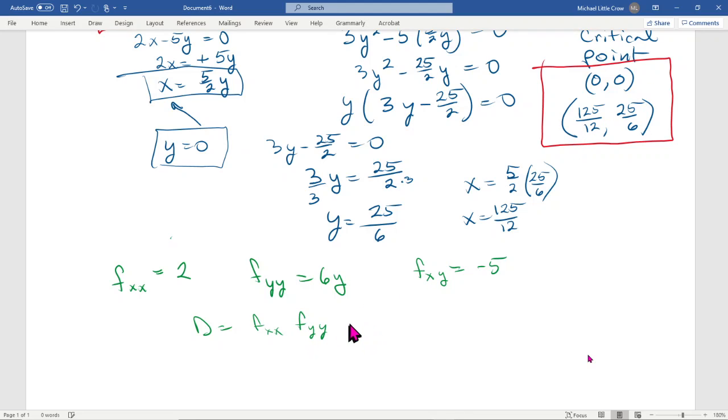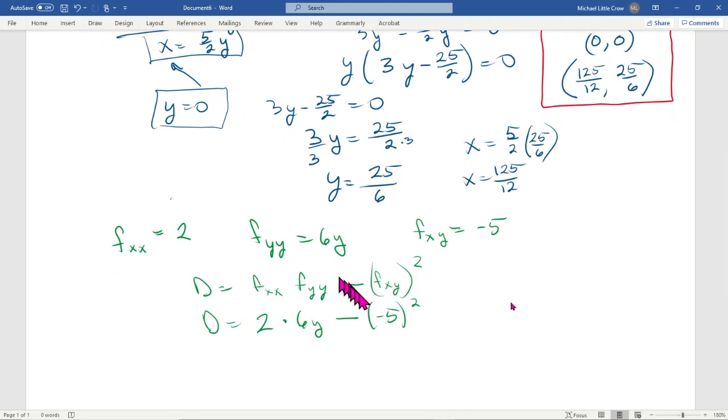fyy minus fxy squared. Okay, so the discriminant becomes 2 times 6y minus negative 5 squared. So that's 25. That's minus 25. This is 12y. So we've got 2 critical points to check.